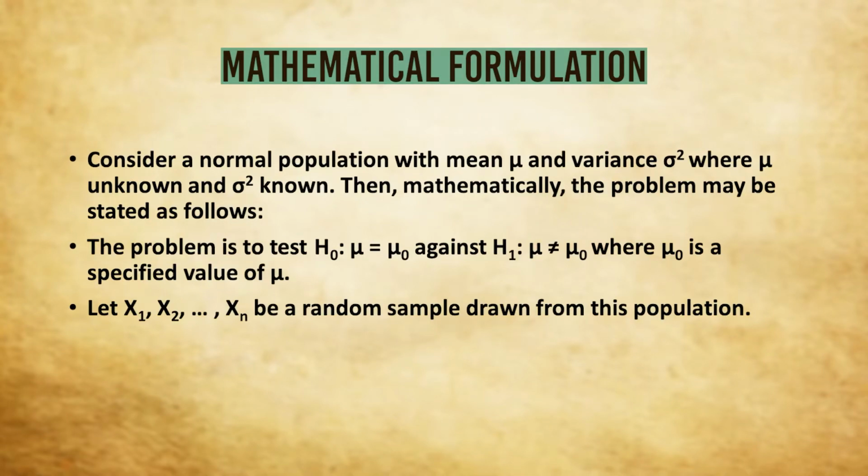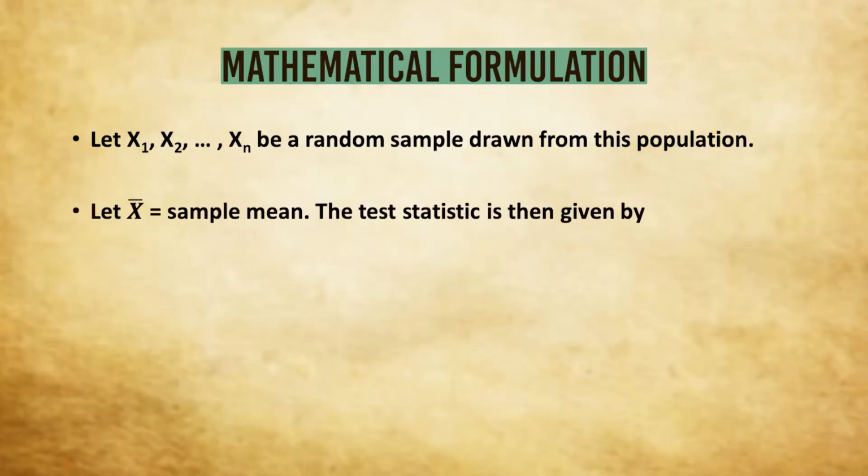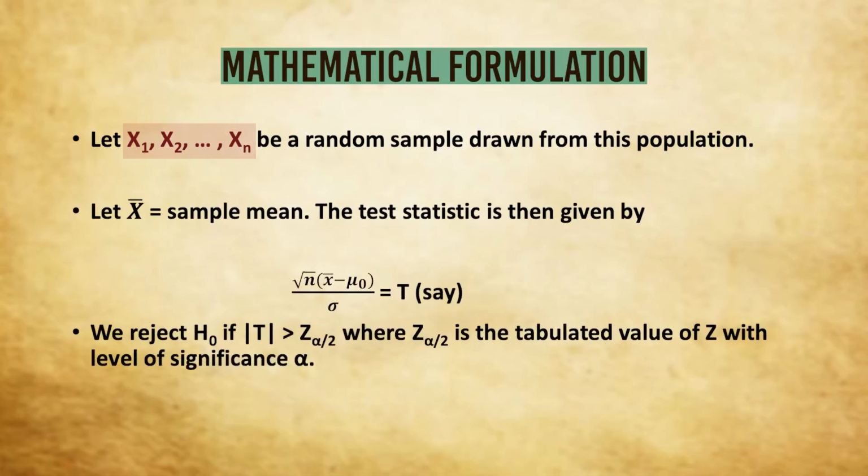Here our problem is to test H0: mu is equal to mu naught against H1: mu not equal to mu naught, where mu is the population mean and mu naught is some specified value of mu. Instead of a two-sided test, we can have a one-sided test like mu greater than mu naught or mu less than mu naught, depending on the situation. We have a random sample x1, x2, ..., xn drawn from the population, and we calculate x bar, the sample mean. The test statistic will then be given by square root of n into x bar minus mu naught by sigma, which we denote by t, say.